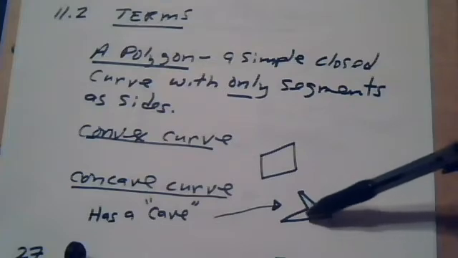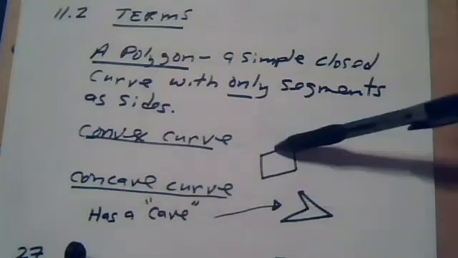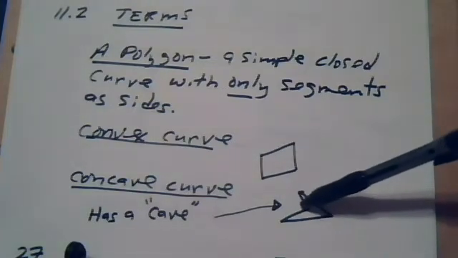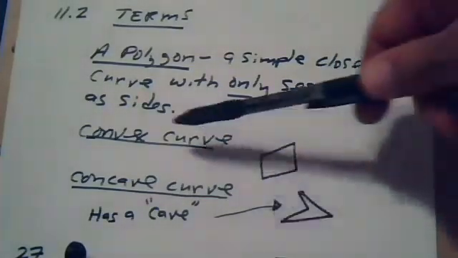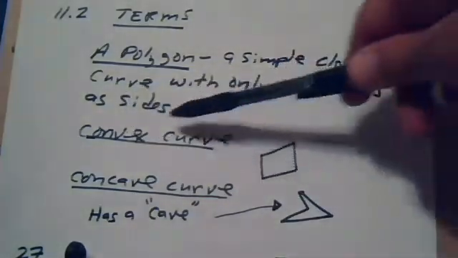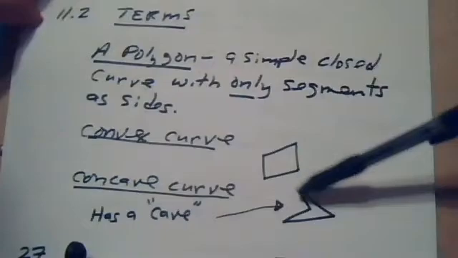This is also a closed curve. Notice the difference between these two. This one's like caved in. This is called a concave curve. And this one's called a convex. Convex, concave.